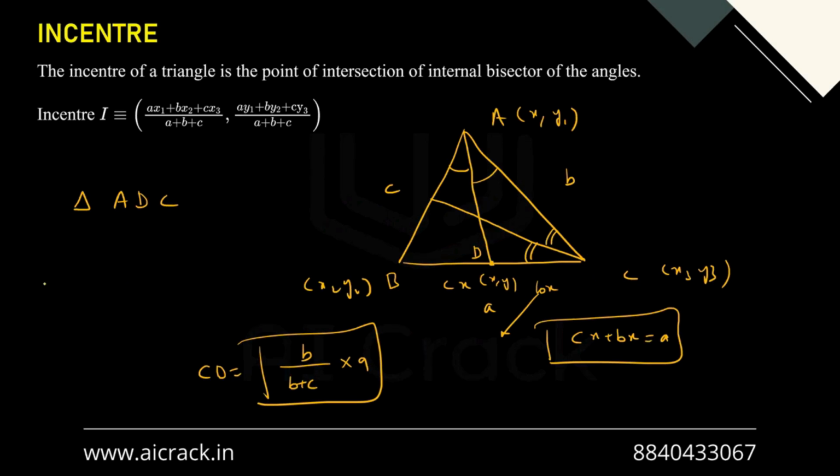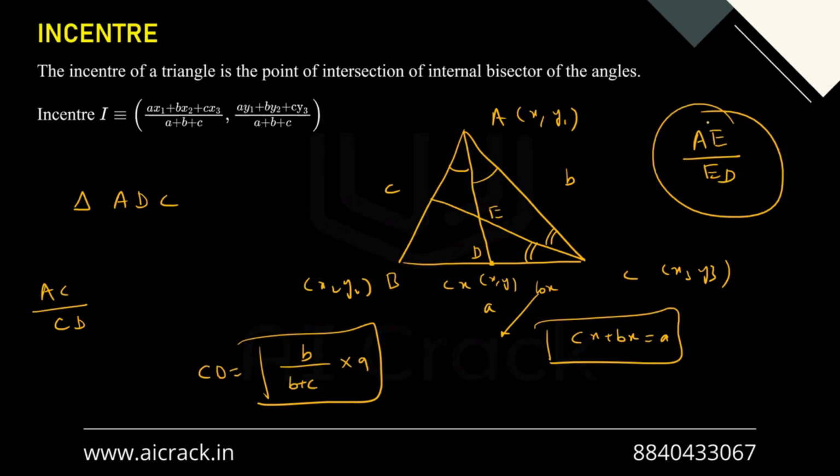So we know the ratio of AC to CD, right? And since we know the ratio of AC to CD, we also know the ratio of AE divided by ED, let's say this point is E, with the help of the angle bisector theorem. If AC to CD is b upon b plus c times a, then AE divided by ED is also the same, right?